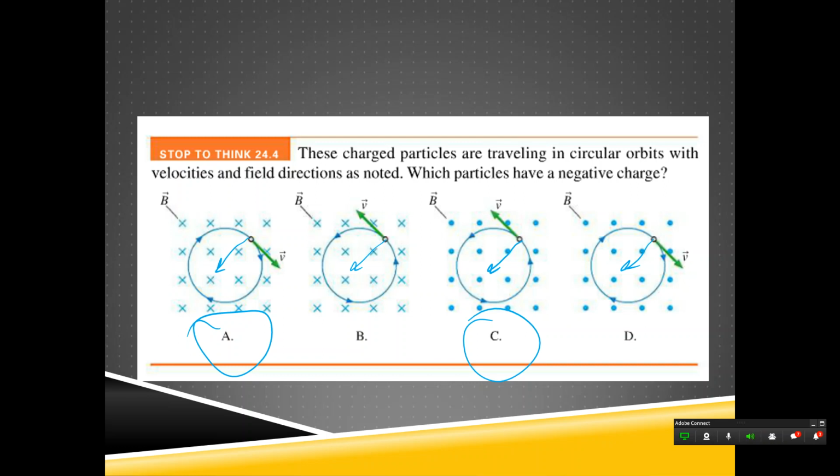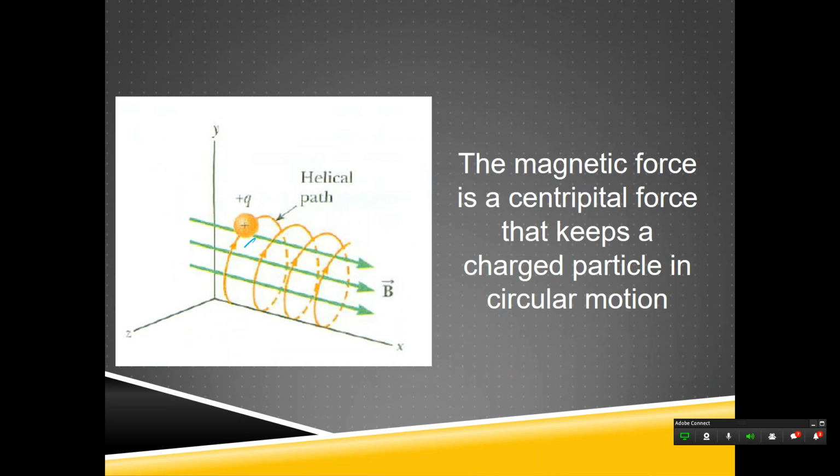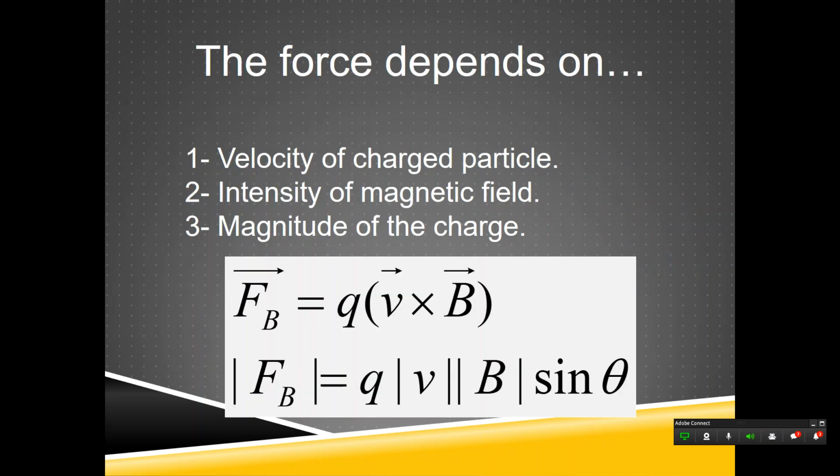Any questions on this? Pretty straightforward. This is what I was saying, that a magnetic force acts kind of like a centripetal force and causes objects to go in circular motion. That's just a reminder for you when you study this later on. And then we finally get to the equation part.